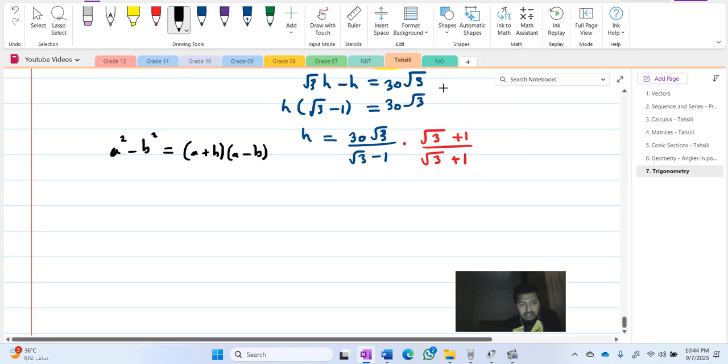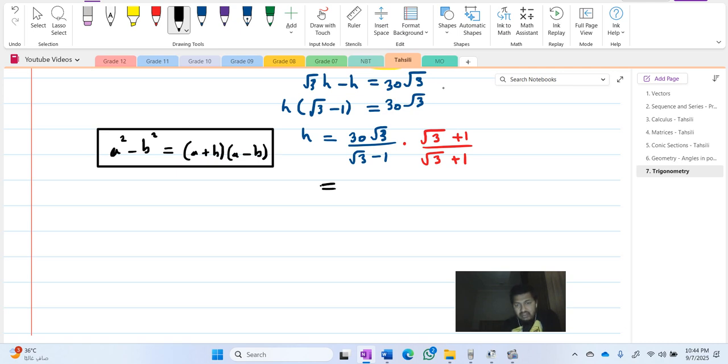Let me just block this out so you don't forget this rule. Now we have 30 root 3 times root 3. Root 3 times root 3 is 3, and 3 times 30 is 90. Plus 30 root 3 times 1 is 30 root 3. In the denominator I'm using a squared minus b squared: you can clearly see a plus b, a minus b, so root 3 squared is 3 minus 1 squared, which is 1. So we have 90 plus 30 root 3 divided by 2. 90 divided by 2 is 45, and 30 divided by 2 is 15 root 3.